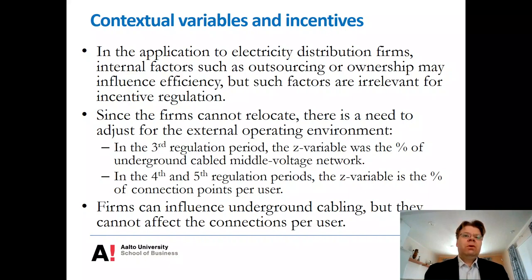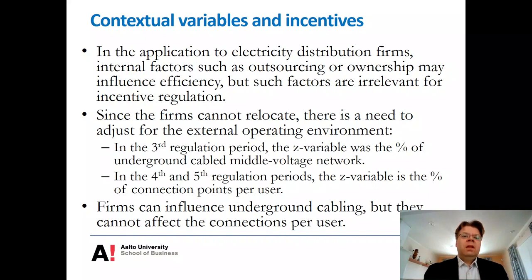And for the fourth and fifth regulation period, the Finnish energy regulator wanted to have something else as the Z variable. So from the purely statistical point of view, this percentage of underground cable networks remained the best explanatory variable, but it would give a wrong incentive to use too much underground cabling. And we paid a lot of attention again to statistical testing of potential Z variables that could be inserted into the model. And finally, the only useful substitute for the underground cabling turned out to be the percentage of connection points per user.